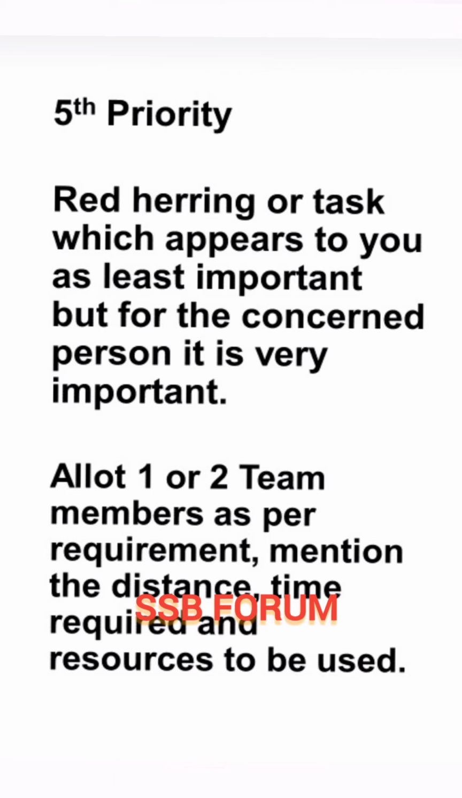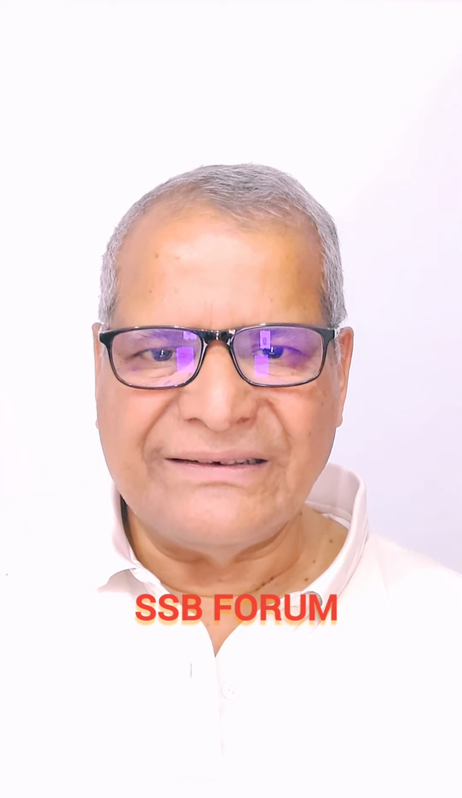Then the fifth priority, last but one, will be the red herring. One task will be a red herring, which is completely useless-seeming, like, my monkey ran away, my goat ran away, my buffalo ran away. So this type of thing may appear to be very useless to you, but for that person it is the most important thing, because he is a poor man and his livelihood may depend upon that. For him it is very important and urgent, but for you it is less important and less urgent.